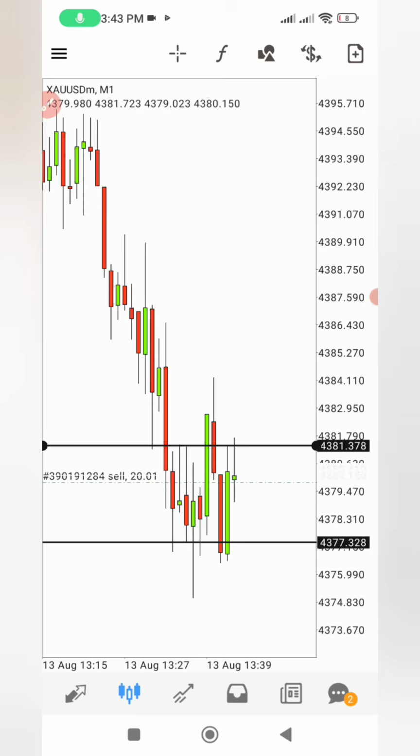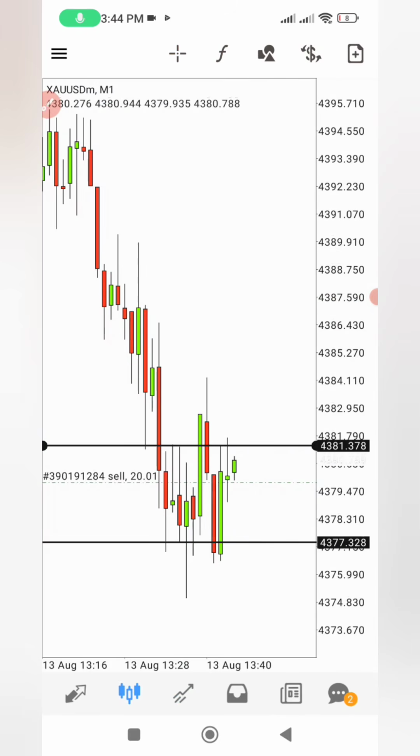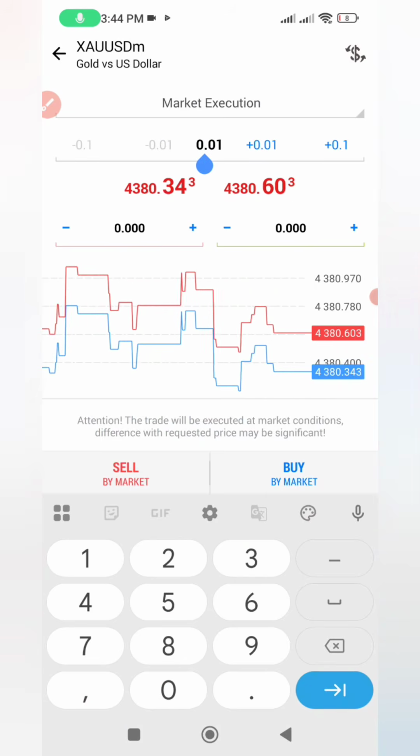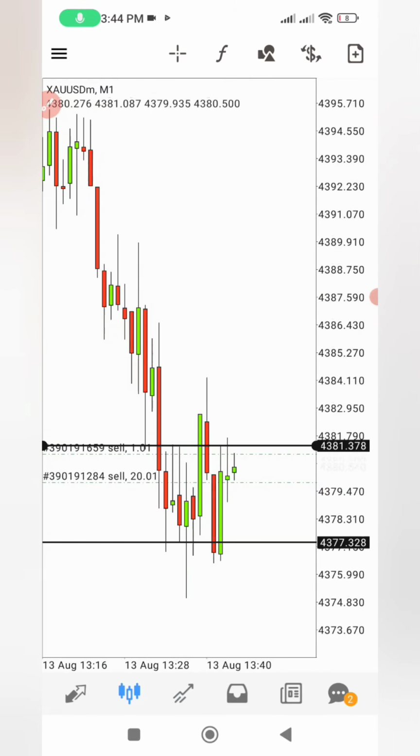And right here, we are around a $1,000 loss. It's becoming smaller. Okay, now bigger again. So let's wait and see what gold is doing right now. Okay, let's try to enter a one lot sell trade. Okay, we've entered a one lot sell trade right there.